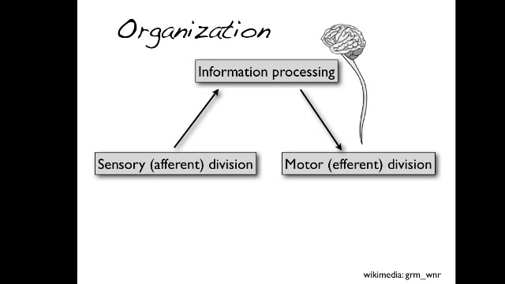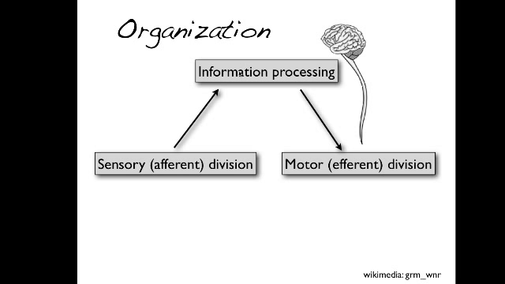We can think about there being three main functions of the nervous system. The first one is that neurons, or nerve cells, send information to a central processing area. We call the nerves that are part of this division the afferent division, so sensory or afferent. You can think about afferent going in.